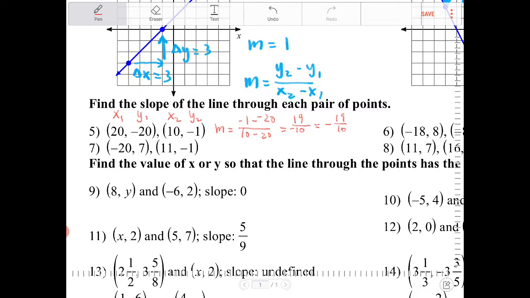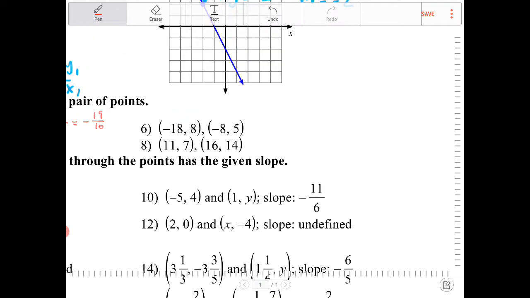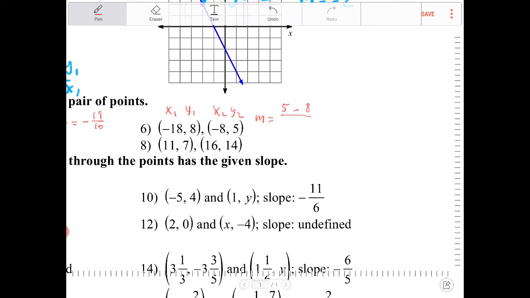Okay, moving on, question number 6. Again, you can apply that trick, x1, y1, x2, y2. It really doesn't matter what you call x1, y1 and what you call x2, y2. I just happen to like calling the first coordinate there x1, y1. So m in this case is equal to, again, 5 minus 8 over -8 minus -18. If I perform the necessary computation here, this is -3 over 10, or -3/10. You can move that negative symbol anywhere you'd like.